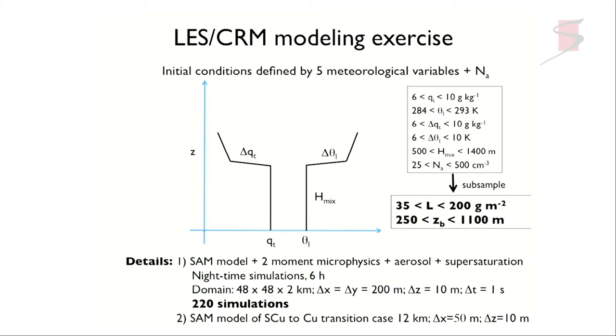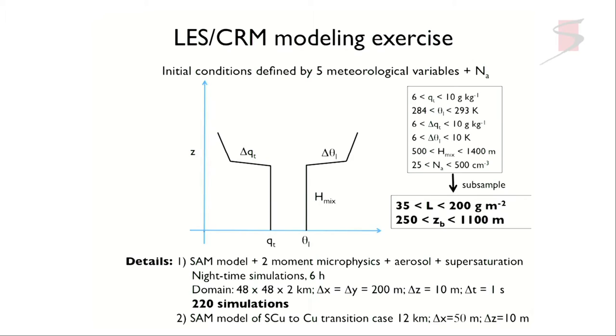Just one brief slide on how we set the model up. This is the SAM model, for those who are interested. We have five parameters that define meteorological variables for the initial conditions, and we have an aerosol concentration representing the aerosol effect. The range of the initial conditions is over here. We subsample all of these different ranges to get liquid water path between 35 and 200 grams per meter squared, and a cloud base between 250 and 1100. So we're broadly looking at a range of different kinds of stratocumulus clouds.